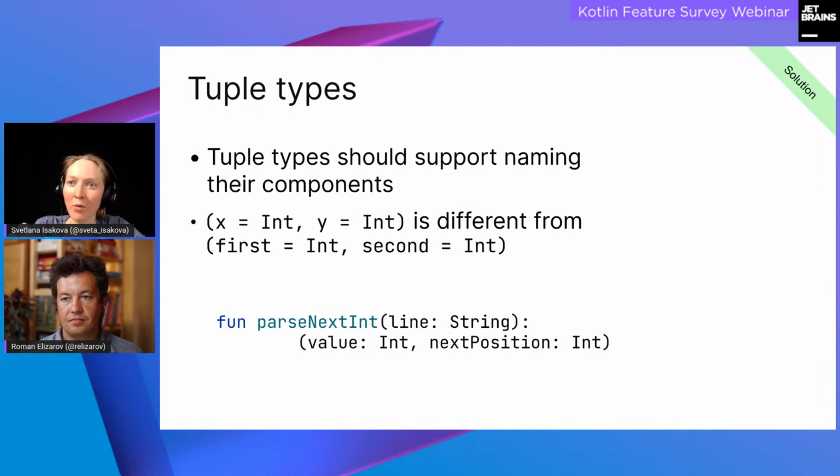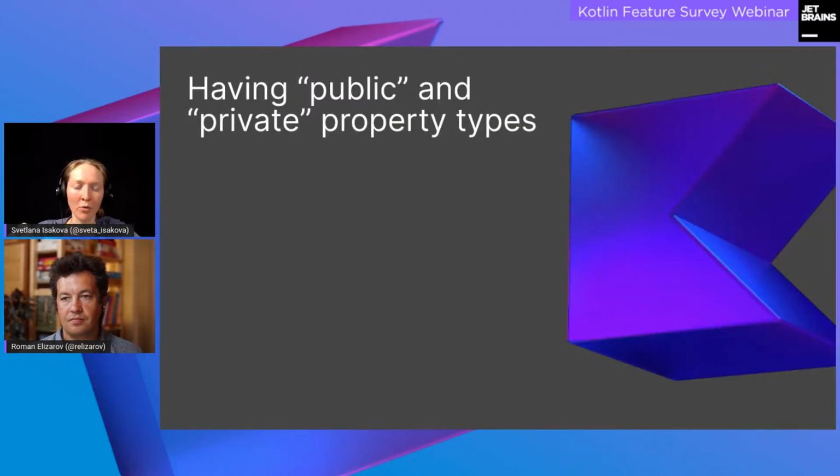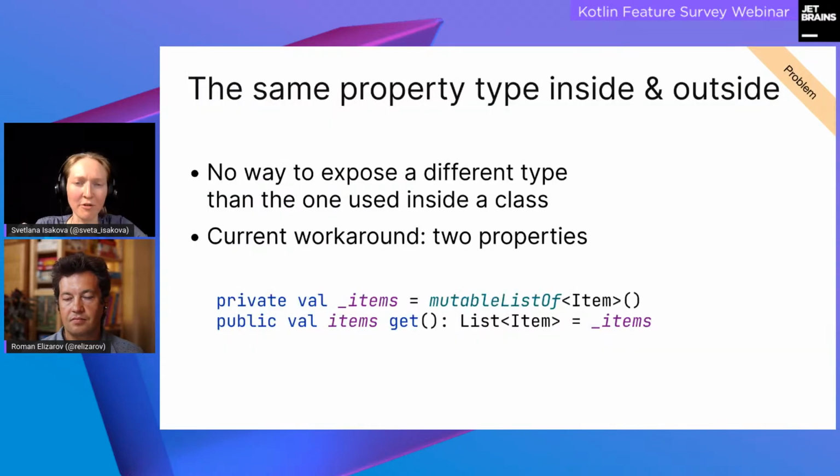So I think we go on and discuss the next feature, which is about public and private property types. Probably you already know what it's about, because I think Roma shared this exact feature in the plans for Kotlin 1.4 event, saying we want to implement it, but it was added to the voting to gather some additional feedback. So what's the problem?